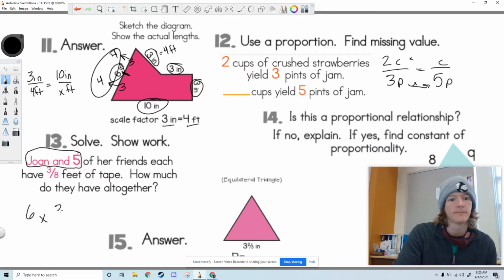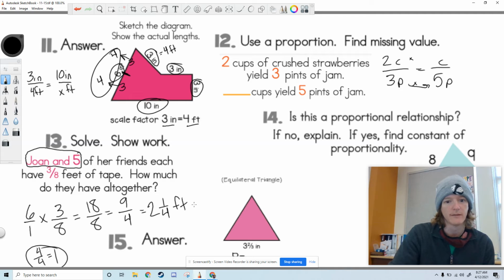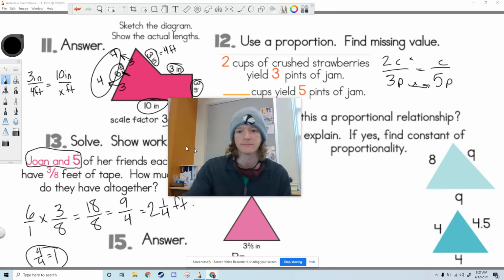Each one has 3/8. Well, 6 over 1, you gotta multiply this. 6 times 3, 18 over 8. We can reduce that. Divide by 2, we get 9 over 4. Well, it takes 4/4 to make a whole. Well, we have 4. We have another 4, so that's 2 and 1/4 feet. Because we have 8 and 1 left over.